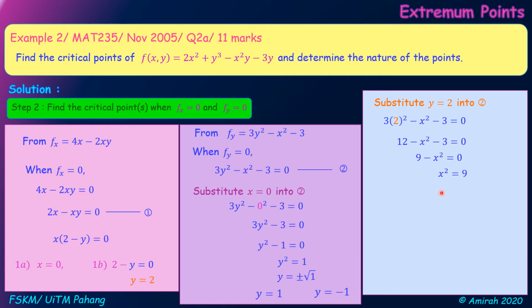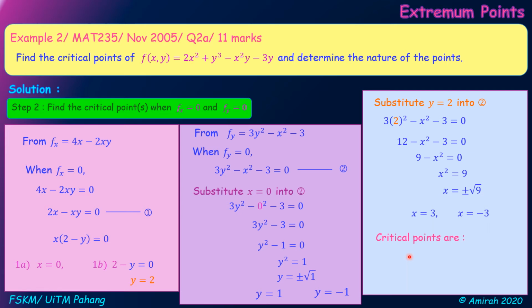So we will get x squared equals to positive 9, and x equals to plus minus square root of 9. Remember, if we have x squared here, we must put plus minus when we find x, so that we can find all values of x. So from x equals to plus minus square root of 9, our x equals to 3 and x equals to negative 3.